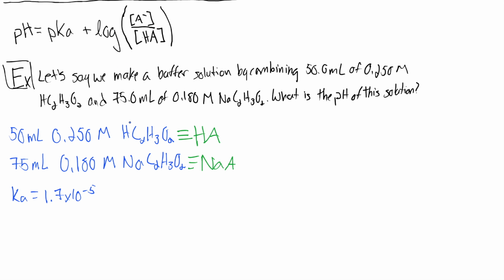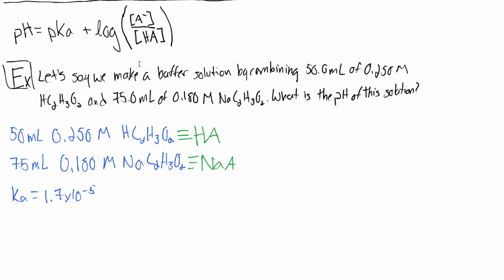So you might say, well, we have 0.25 molar of the acid, so we'll plug that in down here. We have 0.18 molar of the base because this dissociates into Na plus and C2H3O2 minus. But you'd actually be wrong in this instance. And why would you be wrong?